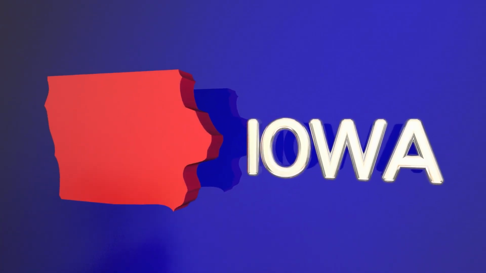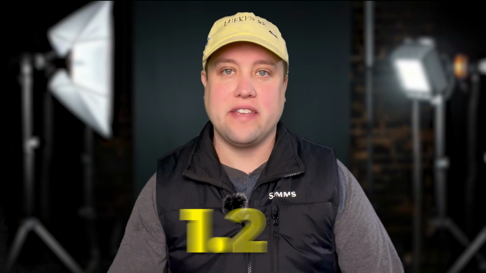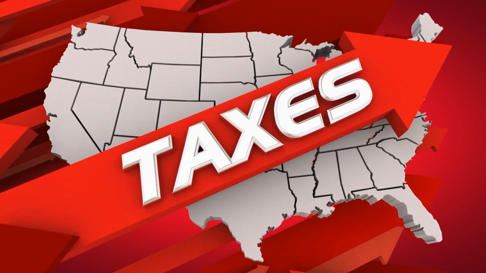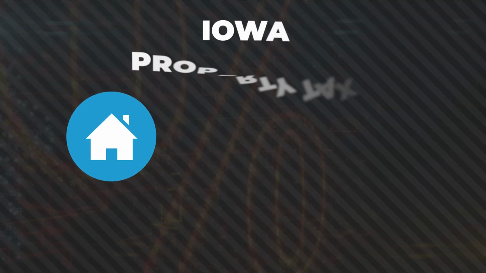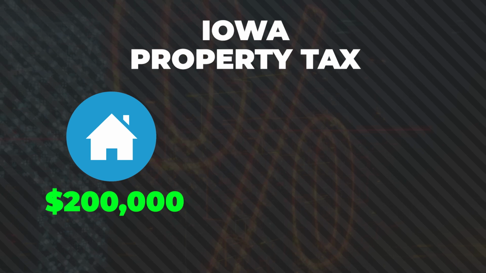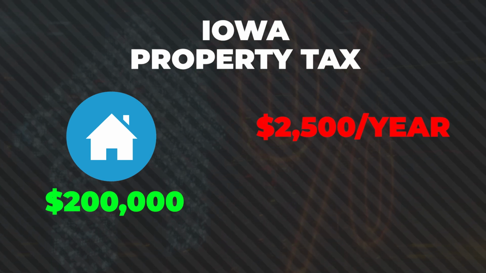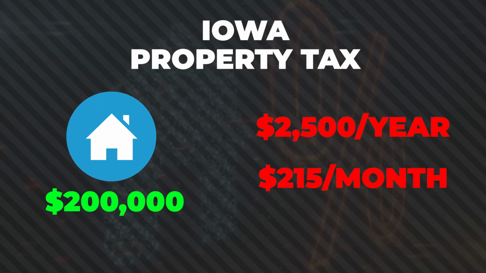Now in Iowa, the tax rate for the average home is at 1.29%, which is still high compared to the rest of the US, but is considerably lower than Illinois. For that same $200,000 home in Iowa, you would pay $2,580 yearly for taxes, or $215 a month.